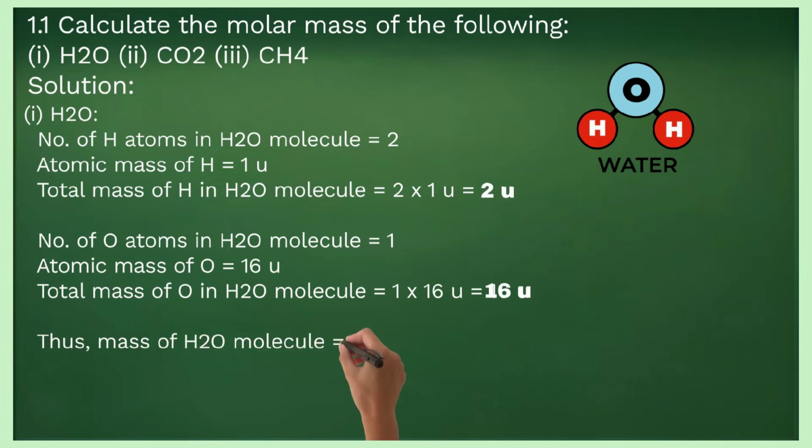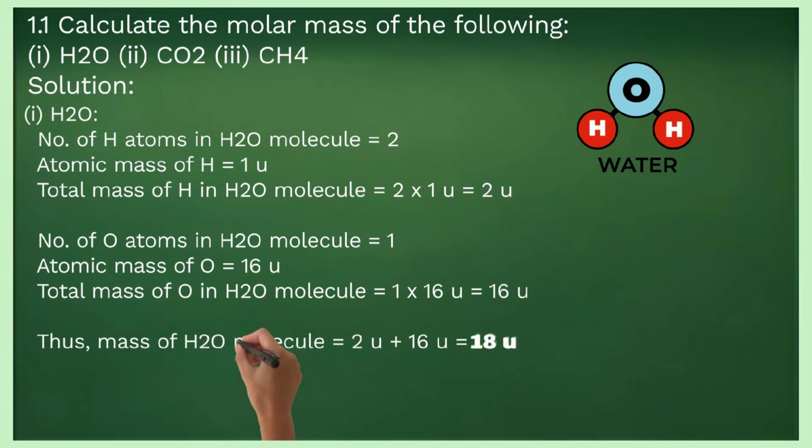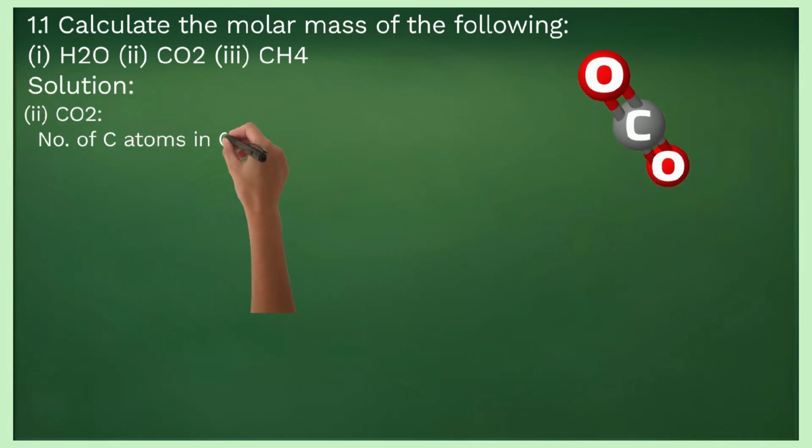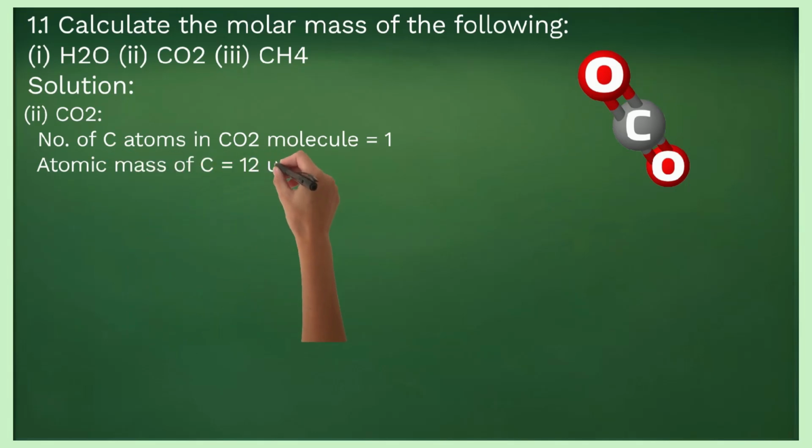It is a thumb rule, students, that molar mass of a substance in grams is numerically equal to its molecular mass in atomic mass unit. Thus, molar mass of H2O becomes 18 grams. Next is CO2. There is 1 carbon and 2 oxygen atoms in it.